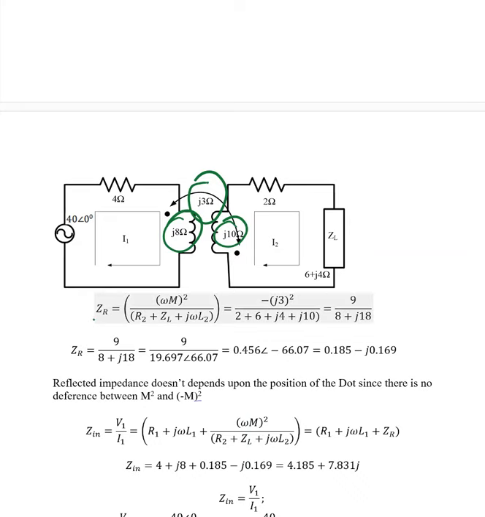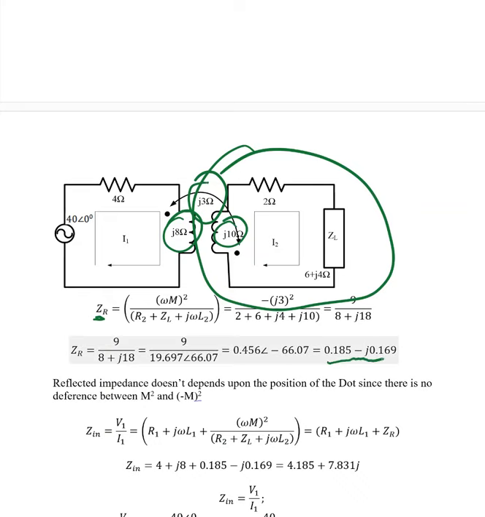So for reflected impedance, this is the formula: omega M squared over R2 plus ZL plus j omega L2. So basically what we are doing here is converting this whole secondary part and moving it to the primary side. So I end up with a reflected impedance of 0.185 minus j 0.169. This is the formula I derived in the previous video. Please go through the video.